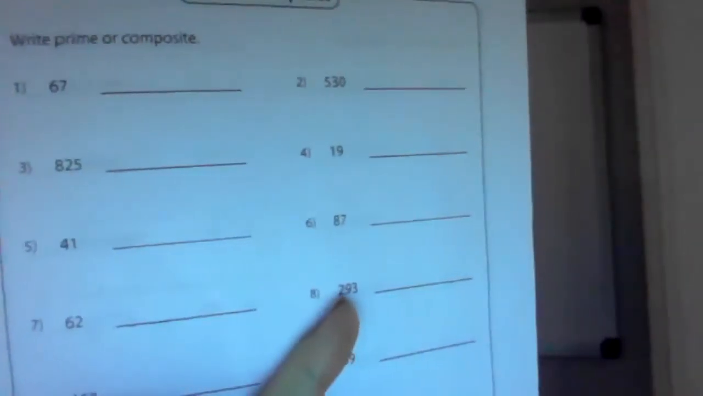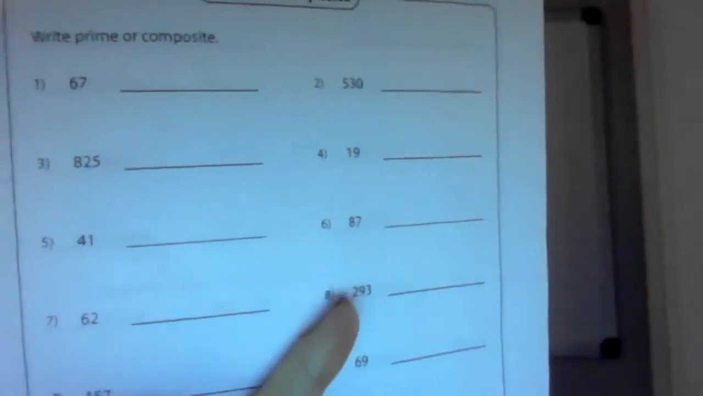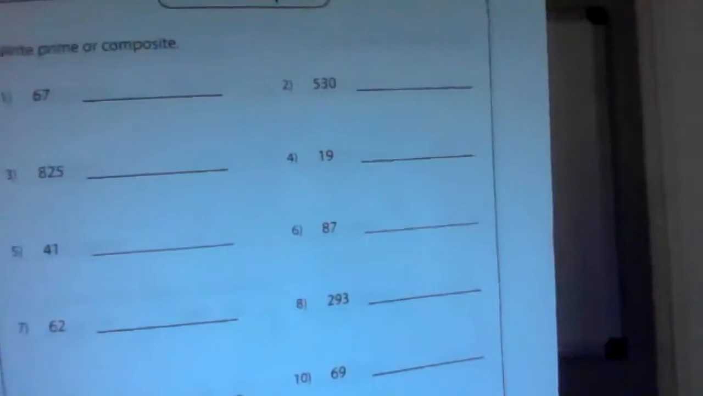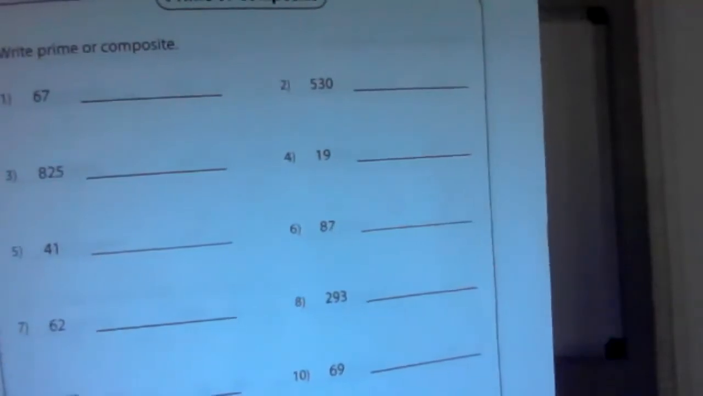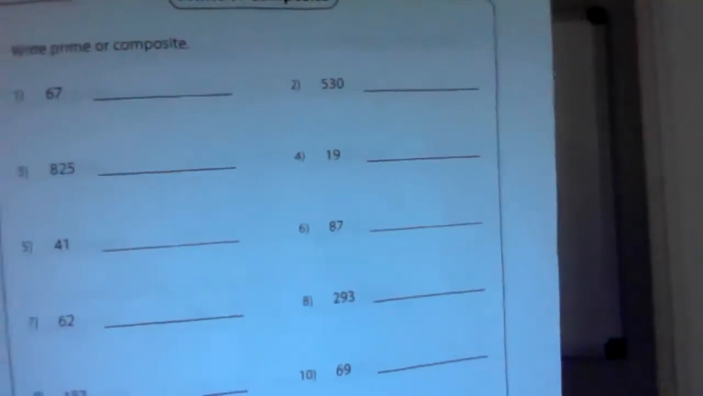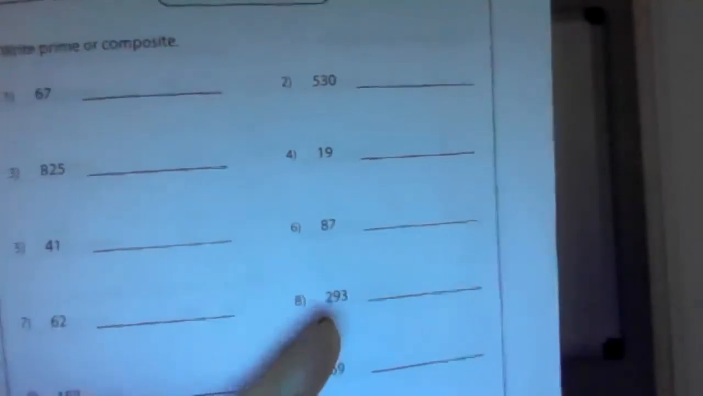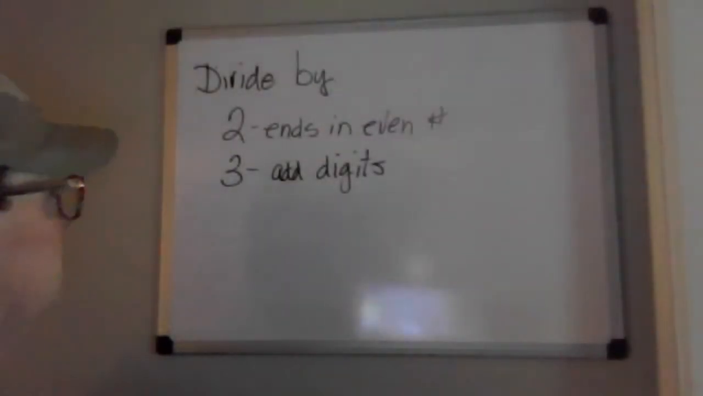Let's look at this one. 2 plus 9 is 11, plus 3 is 14. Will 14 divide by 3? No. So this will not divide by 3. You see? But it could divide by something else. So let's move on. 4.